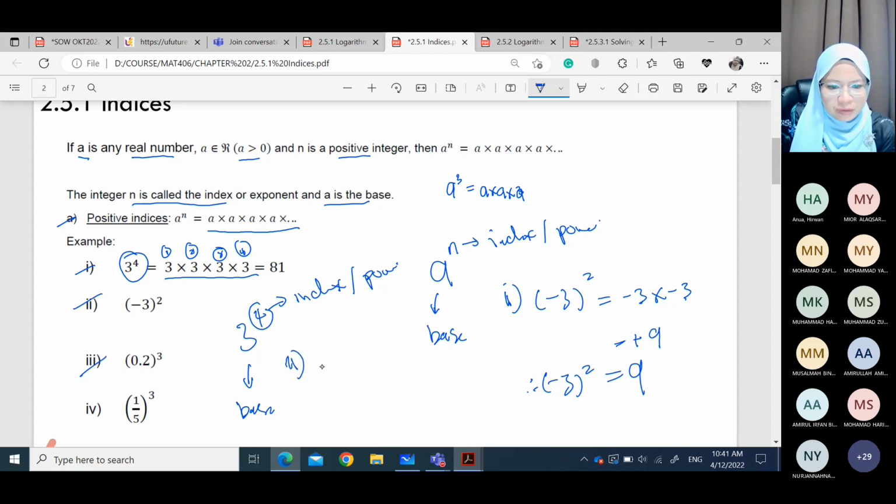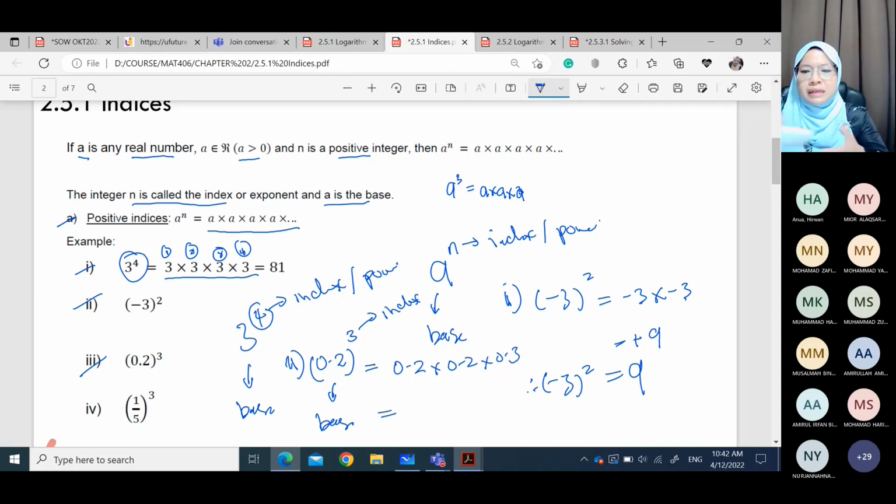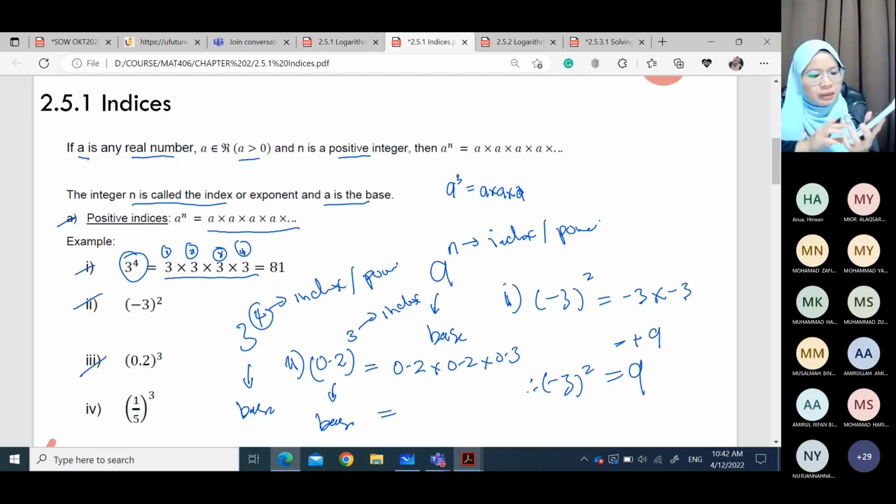Sama jugalah dengan example number 3 ni. So number 3, we have 0.2 to the power of 3. So 0.2 is our base and 3 is index ataupun power. Okay, so 0.2 to the power of 3, it is equivalent with 0.2 times 0.2 times 0.2. Okay, so bila you nak plug in dalam calculator, nampak calculator? So you just type 0.2 dulu. You type, mana yang ada calculator boleh try. You type 0.2, 0.2.